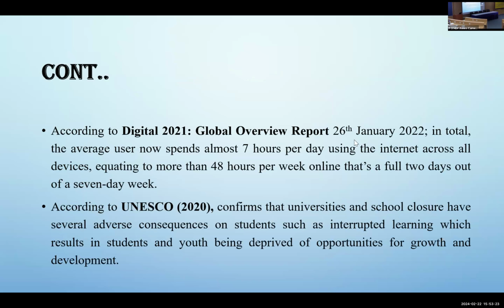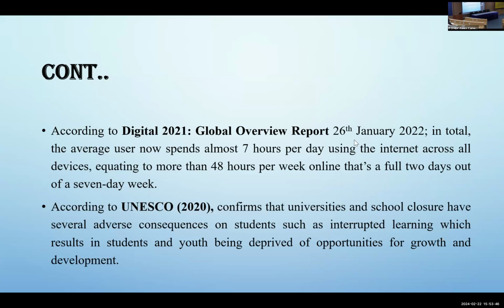In that, the total average of the users now spend almost 7 hours per day using the internet across devices. It was more than 48 hours per week, because apart from their study material, also for entertainment purposes, they were exploring social media and all other stuff. So they were again getting in contact with blue light emitting devices like smartphones, laptops, and all those devices.